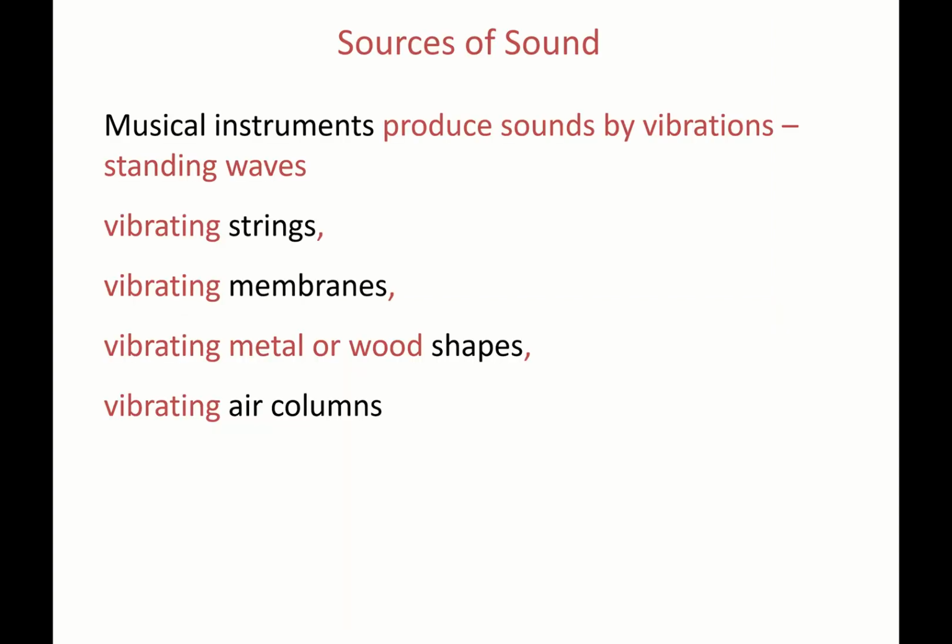And we use these standing waves to create musical sounds. So musical instruments can be things like vibrating strings, so guitar or violin or cello, vibrating membranes like a drum, vibrating metal or wooden shapes. So if you play something like a xylophone, for example, or vibrating air columns, which is the case for all wind instruments.